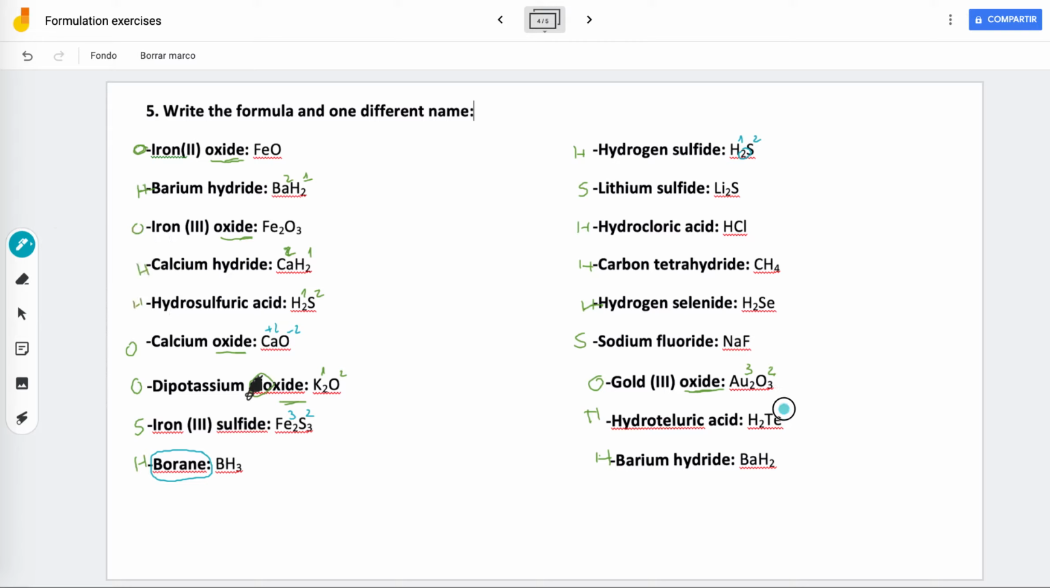Tellurium is 2, hydrogen 1, with Swift. Barium, in this case, is 2 and hydrogen is 1. So we swift and we obtain this formula, barium hydride. Good. Barium is in the second column. Alkali, earth alkali, all of them have 2 as their only oxidation number.